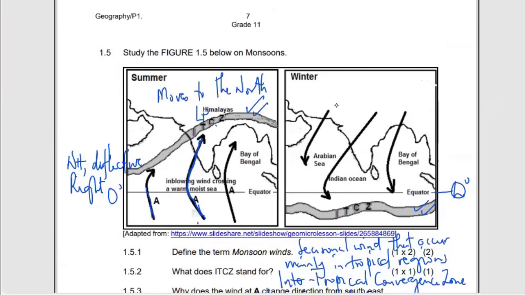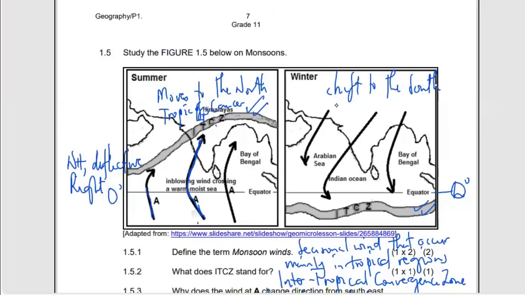In summer, because that is where the sun is directly hitting. The sun directly hits over the Tropic of Cancer when it's summer in the northern hemisphere. So the ITCZ also shifted to the north because that is where the overhead position of the sun is. And in winter, it shifts to the south.